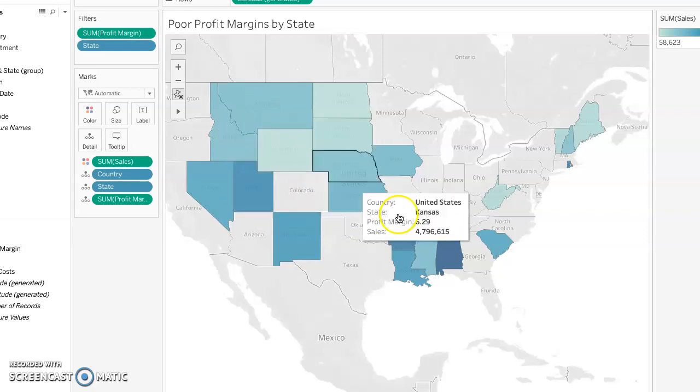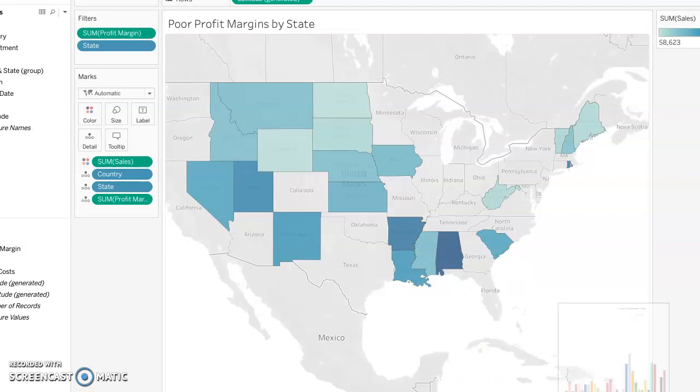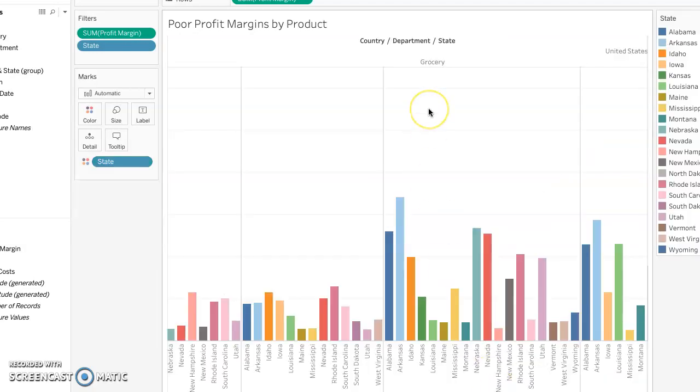I included the sales just as a reference point, but it is really the profit margin that we are focusing on here. Diving deeper into this analysis, I then took all of those states that were performing poorly and looked at the individual products that were also performing below that 20% mark within the states.